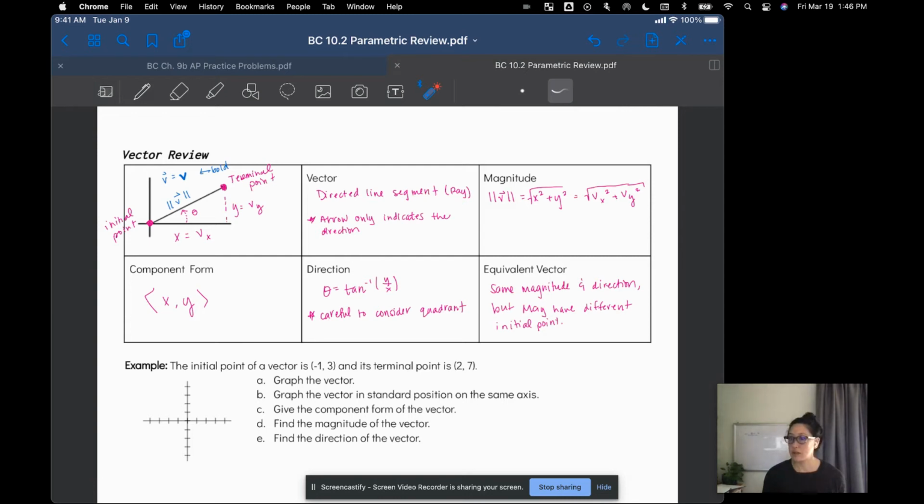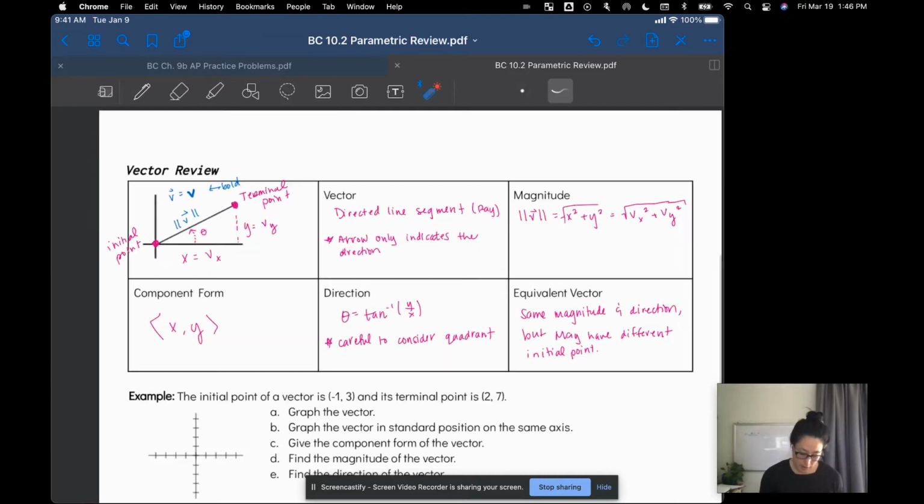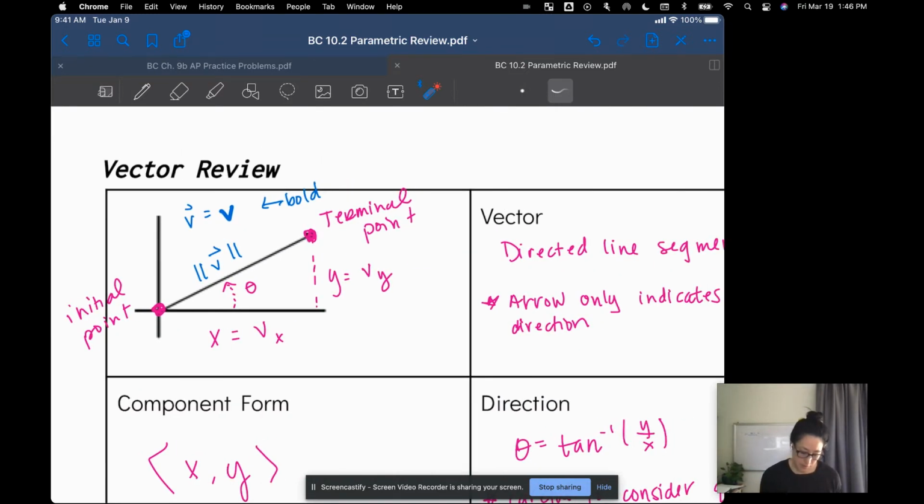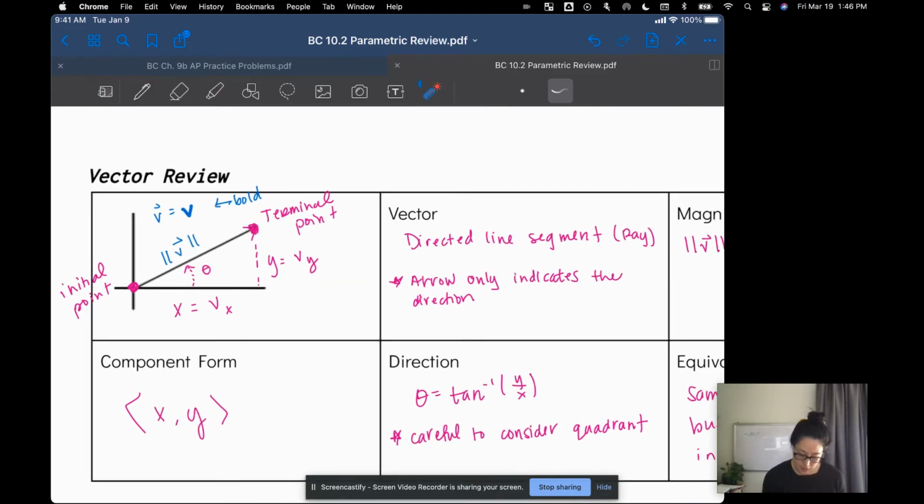Now we're going to look at vectors, vector review from pre-calculus. So remember that a vector is made up of a directed line segment with an arrow at the end to denote direction. So a vector is a directed line segment or ray, and the arrow indicates direction. Okay, we write a vector as v with a little mark on top, or you use a bold V for a vector.